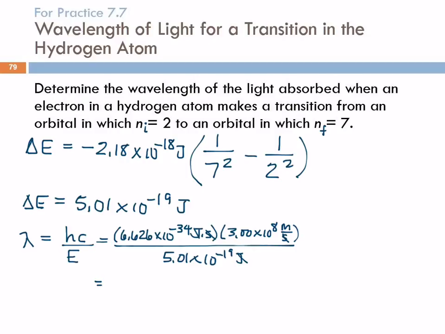6.626 times 10 to the minus 34 times 3 times 10 to the 8th divided by 5.01 times 10 to the minus 19. So I get 3.97 times 10 to the minus 7th meters. Any questions? How are you getting this, the H and C number, what are those representing? H is Planck's constant. It's 6.626 times 10 to the minus 34 joule seconds. And C is the speed of light, 3 times 10 to the 8th meters per second.